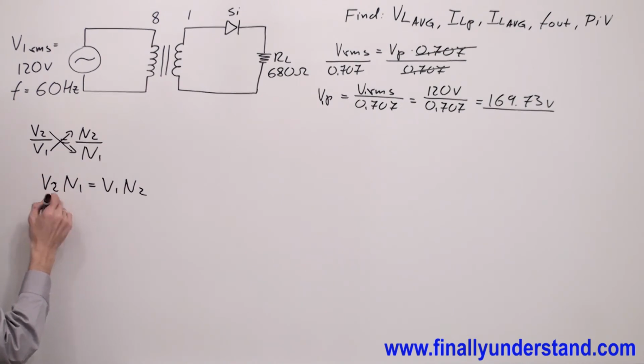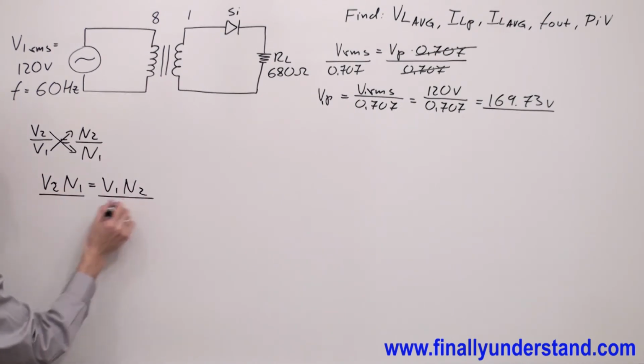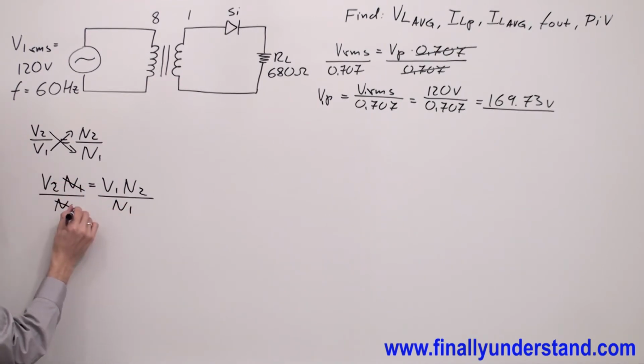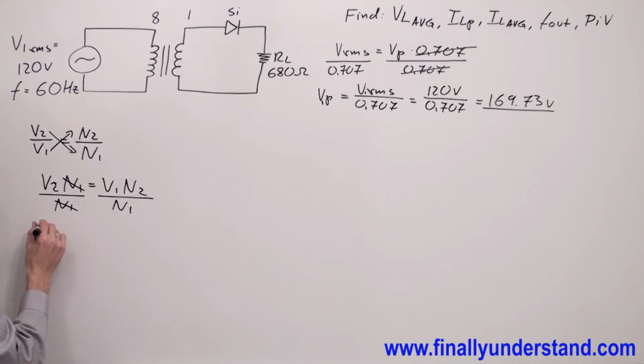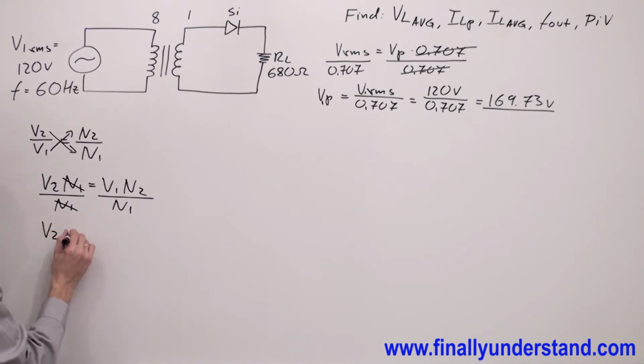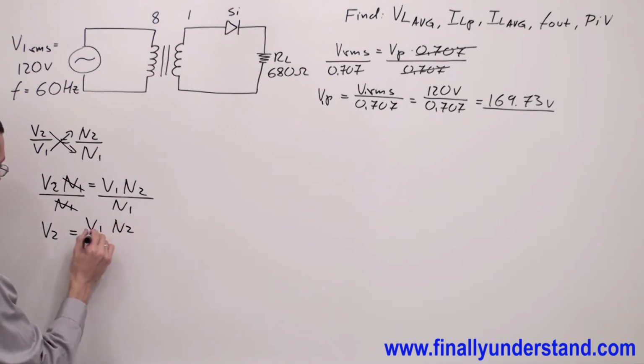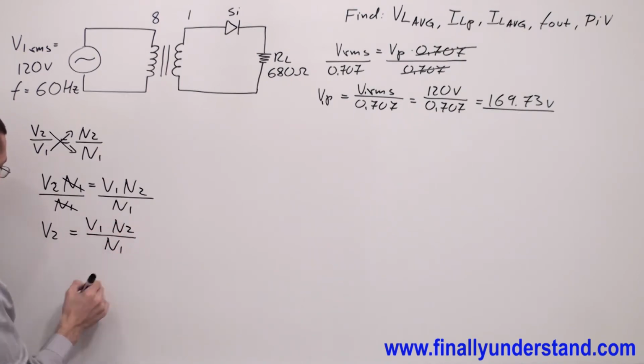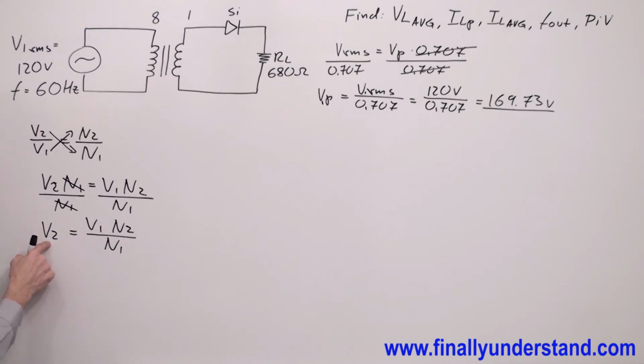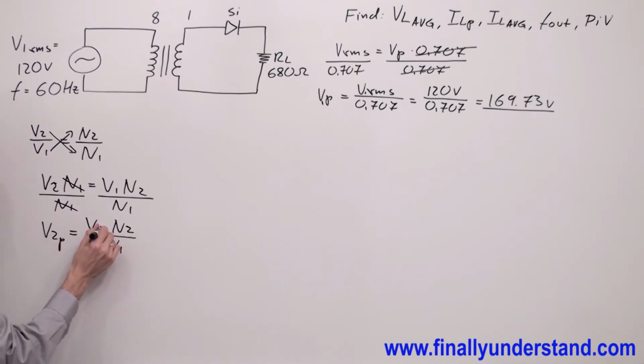I'm looking for secondary voltage. In order to find V2, I have to divide both sides of the equation by N1. N1 and N1 will cancel out, and I'm going to have V2 equals V1 N2 over N1. But because I'm looking for peak voltage, I'm going to write V secondary peak is equal to V primary peak times the secondary winding over the primary winding.